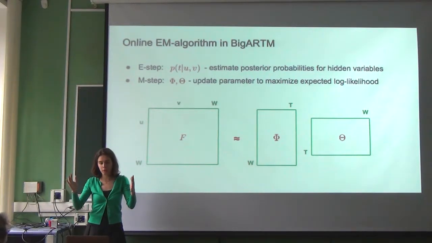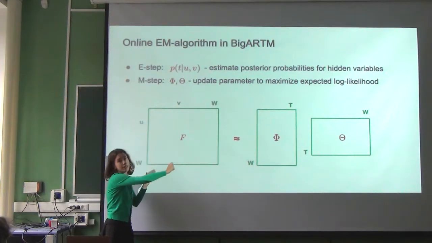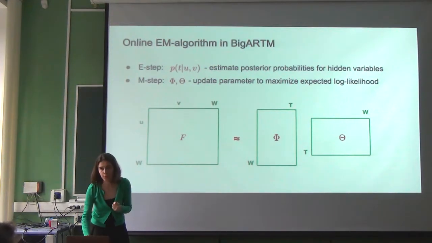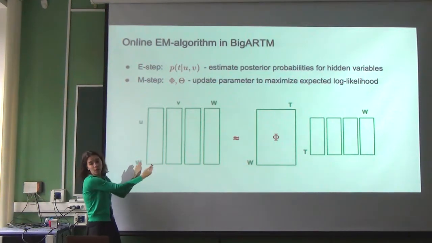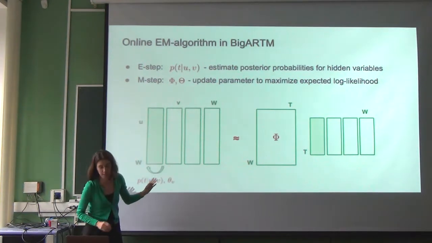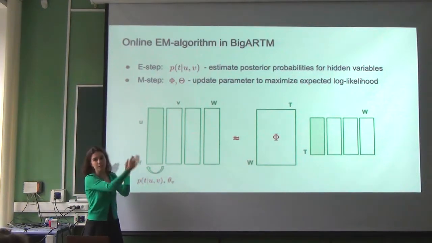Also, we do not want to update our phi once all the data is passed through. So what can we do here? Well, we can split it into blocks, and we can notice that theta updates are independent by columns.